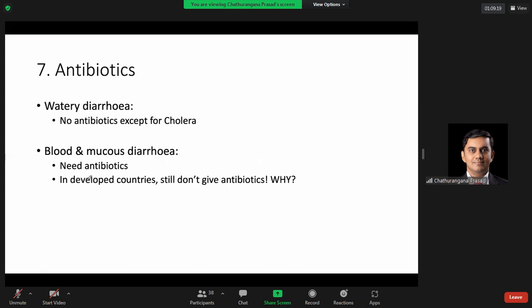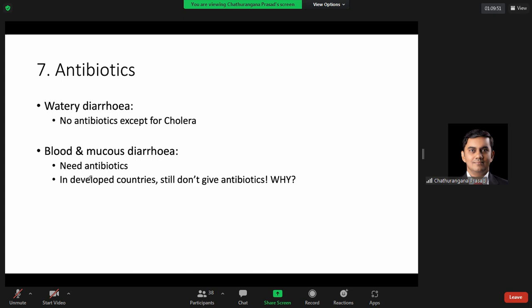In developed countries, especially the UK and USA, they do not give antibiotics for bloody mucous diarrhea, even if the organism is E. coli or Campylobacter. I want you to find the answer for this. Maybe you can read a little bit. Probably it is there in the illustrated textbook, because the illustrated textbook was written in the UK, so probably they would mention the reason behind that. So this is some homework for you. But in our setup, because the organisms that you get are different, you need to give antibiotics, because if you don't give antibiotics, the complications are more.